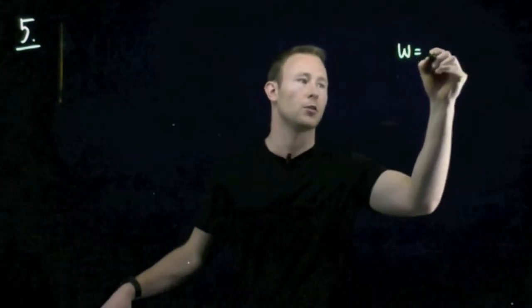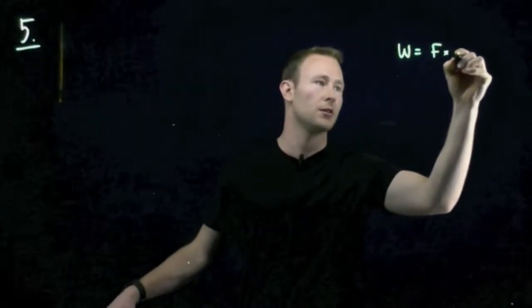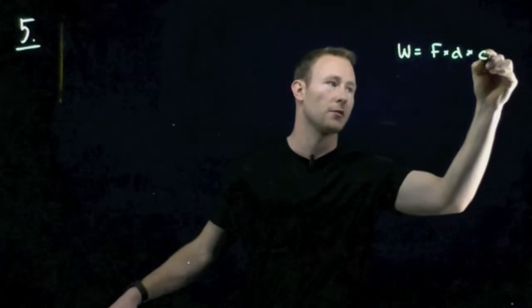So question 5, we're looking at work done in situations on two different blocks, block A and B. So to start off with, we're going to write the equation that you guys know for work. So we know work is equal to F times D times cos of theta.